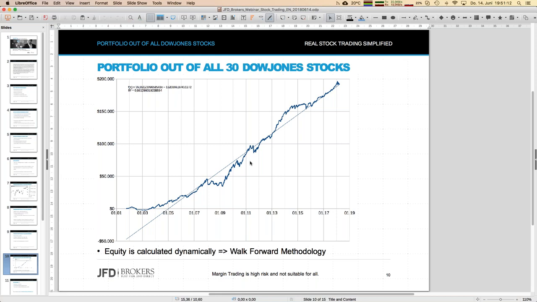I did the calculation for all the companies which are today within the Dow Jones, and we have a really nice equity. So we gained nearly $200,000 here with a really smart drawdown. Drawdown within that strategy is only in the range of $10,000. So earning $200,000 with a drawdown of $10,000, that is quite a good strategy.